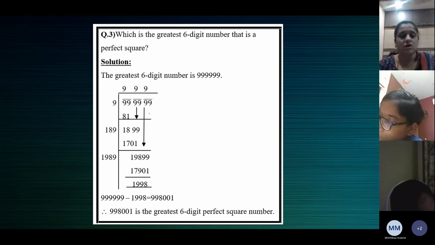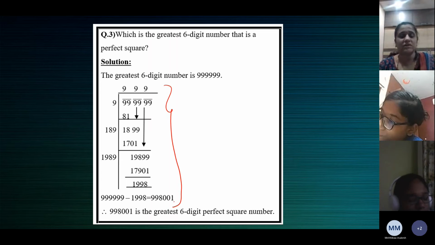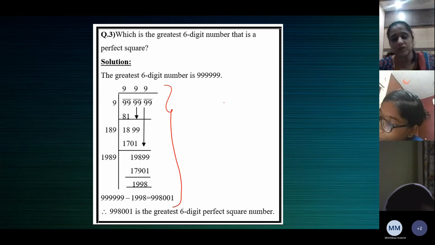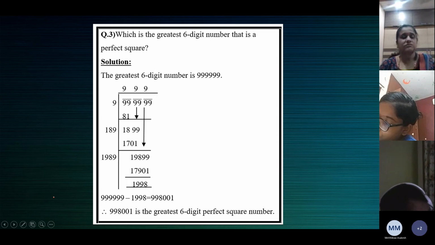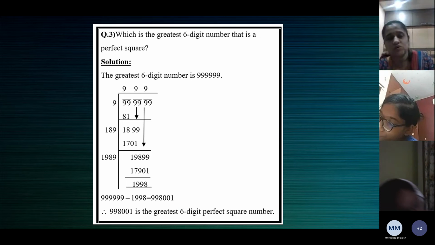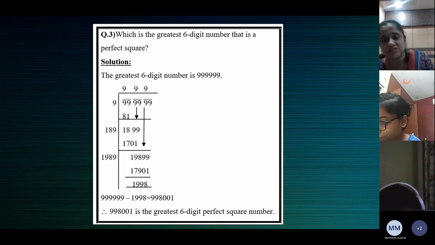Don't copy the long division. Please do this by yourself. Perform the long division by yourself. Do the calculation in the rough column. Use the greatest 6-digit number. Perform the long division.